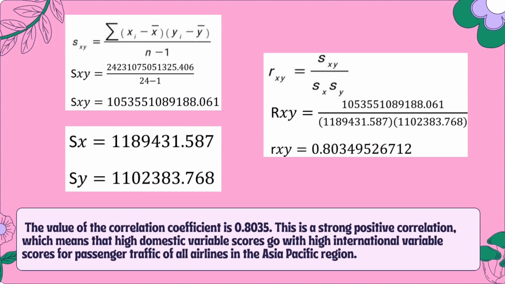2,421,675,051,325.406. Here is the formula for sample covariance, and the sample covariance is 1,053,551,089,188.061. The sample standard deviation we can get from part 4. Here is the formula for the sample correlation coefficient, and the sample correlation coefficient is 0.803495267112. The value of the correlation coefficient is 0.8035. This is a strong positive correlation, which means high domestic variable scores go with high international variable scores for the passenger traffic of all airlines in the Asia Pacific region.